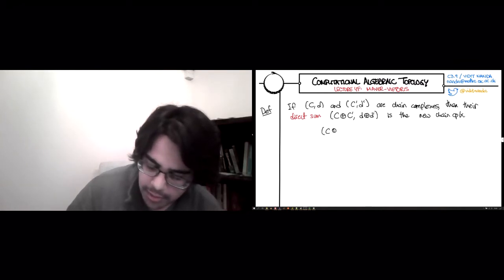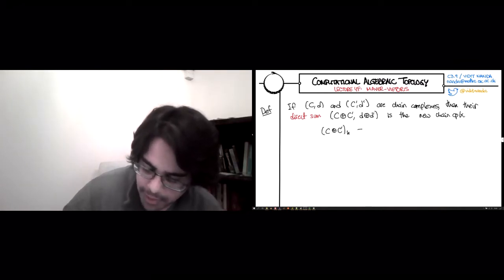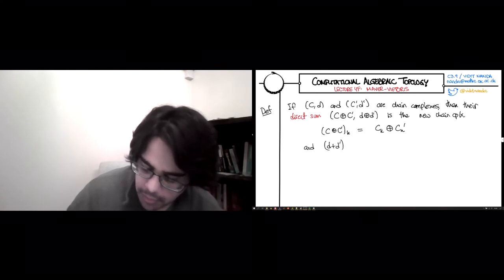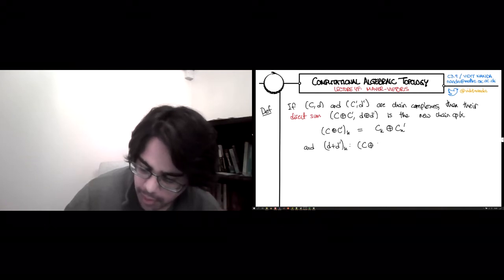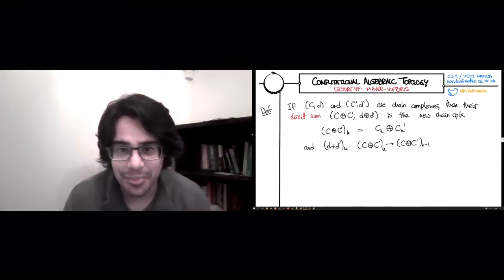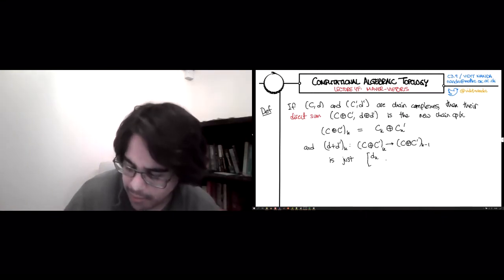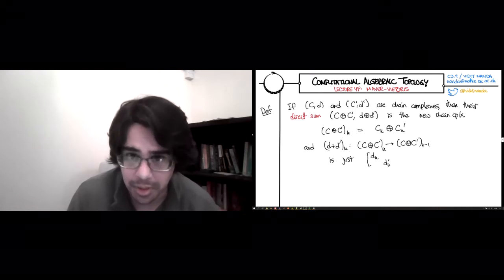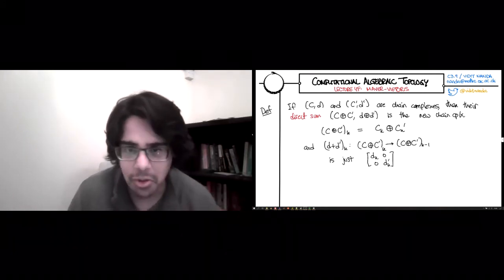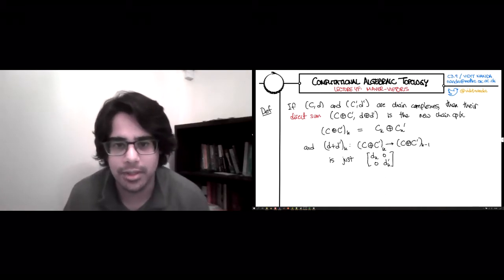whose k-chains, you get no points for guessing, are the direct sums of the k-chains of the two pieces, and the boundary operator, which goes from the k-chains to the k-1 chains of the direct sum, is just a block matrix. It sends the C chains to the C chains using the boundary operator you have. It sends the C prime chains to the C prime chains using the boundary operator you have, and there's no cross-contamination.